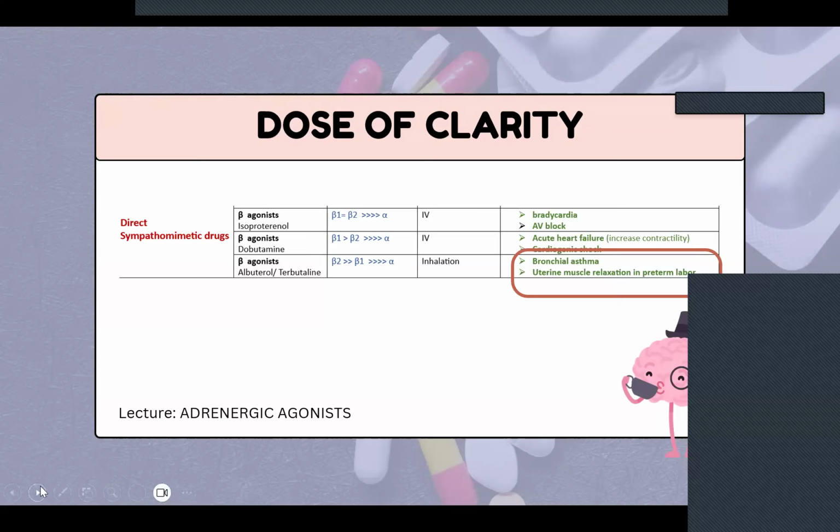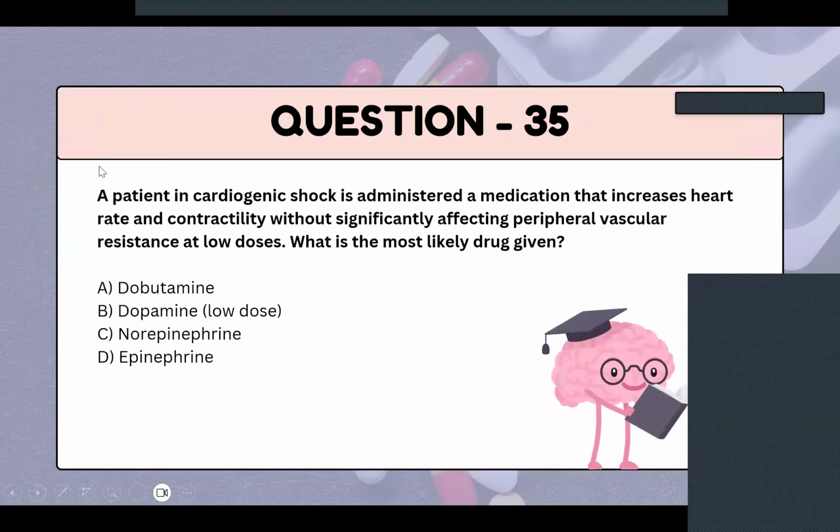Okay, so let's move on to the next question. A patient is in cardiogenic shock and is administered a medication that increases heart rate and contractility without significantly affecting peripheral vascular resistance at low doses. What is the most likely drug given? Dobutamine, dopamine at low dose, norepinephrine, or epinephrine?